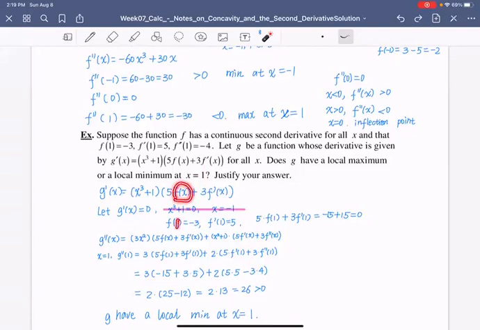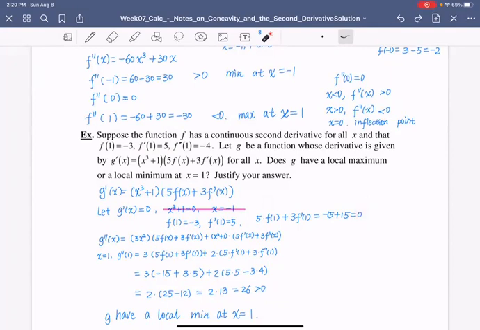So we can check. f of 1 they already gave us: -3. f prime of 1 is 5. So 5 times -3 plus 3 times 5 equals? It cancels out, so it would be 0. That's right. So x equals 1 may be a local minimum or local maximum because the first derivative is 0.